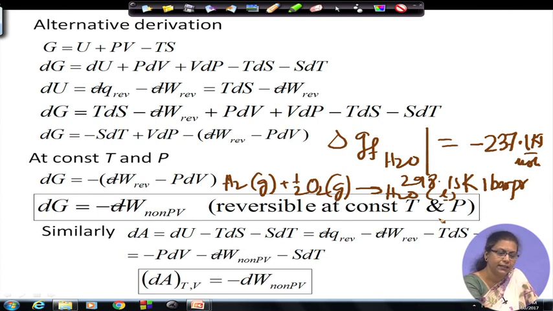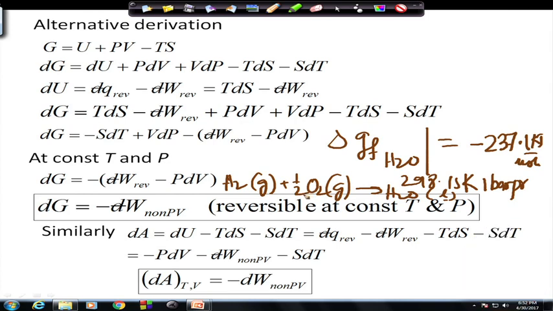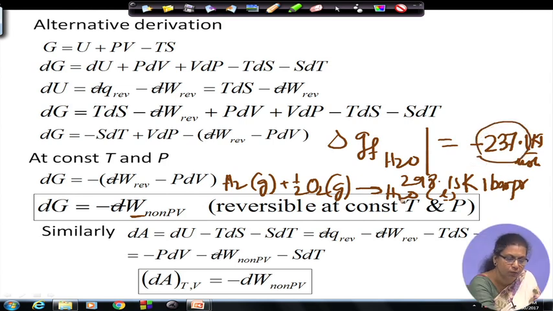It also means that if we have to decompose water into its constituents, we have to provide 237.1 kilojoules per mole of energy, provided the reaction takes place reversibly. So, therefore, the non-PV type of work in this particular case was the electrical work which has to be provided, or rather which is obtained in a galvanic cell where hydrogen and oxygen react to form water. This much amount of energy is necessary to decompose water to obtain its constituent elements.